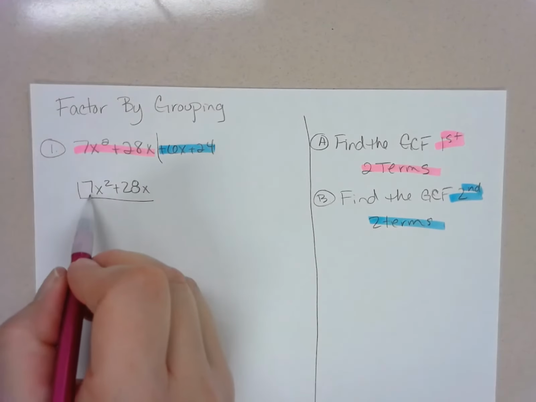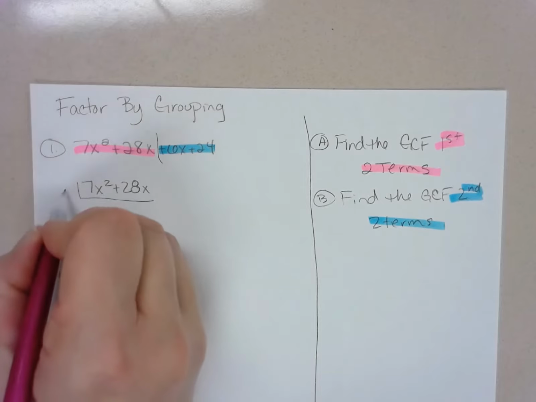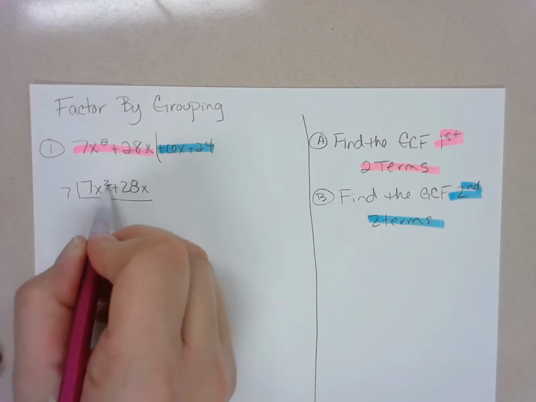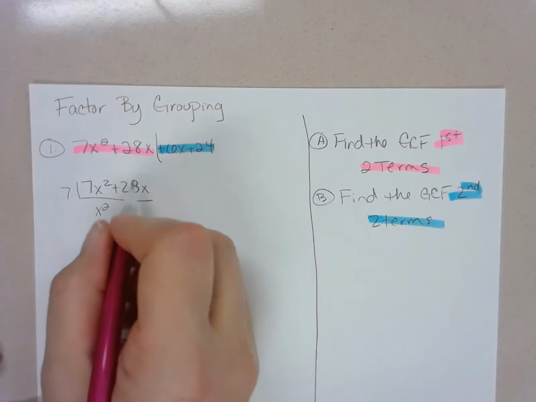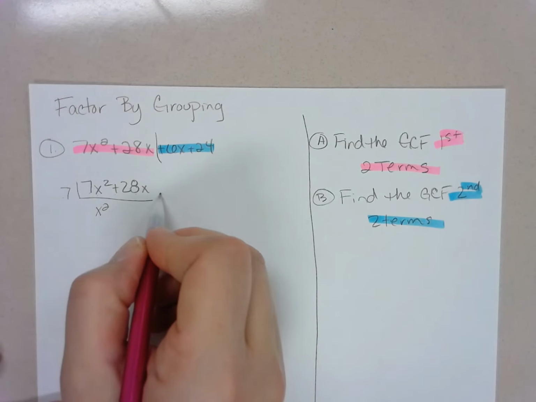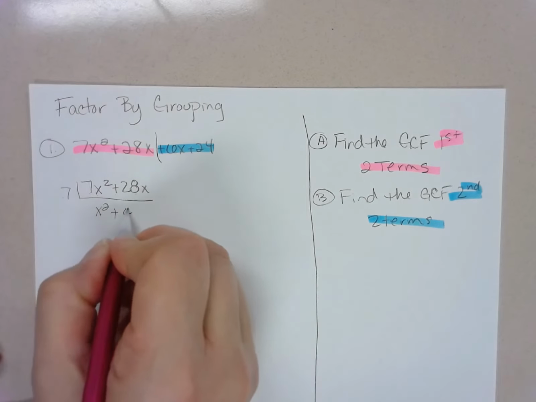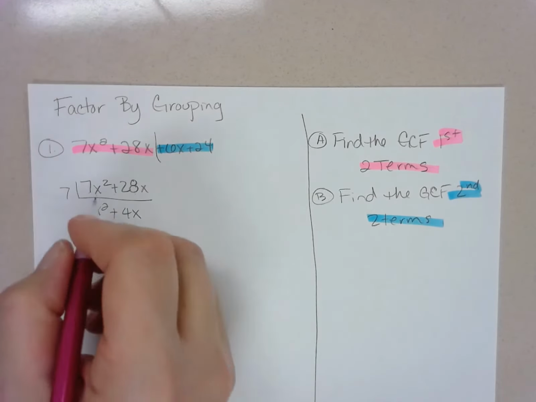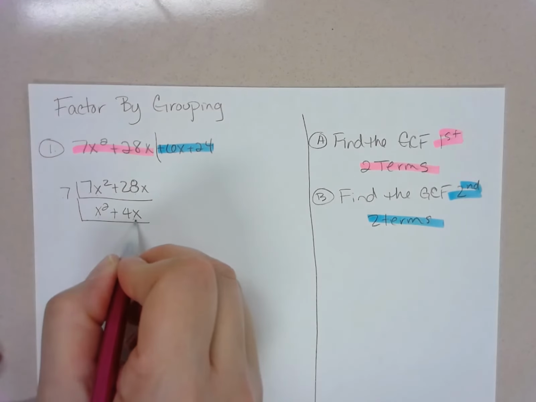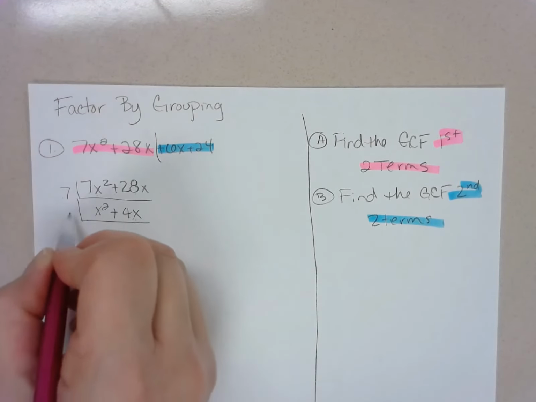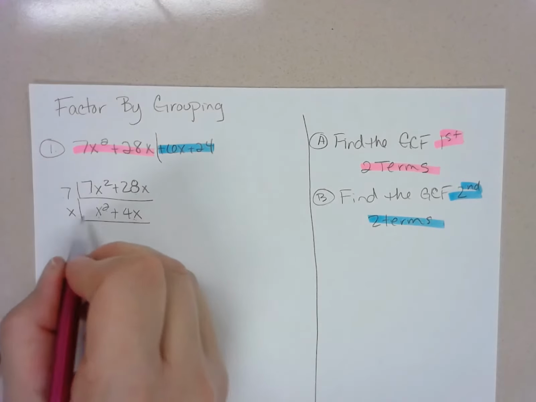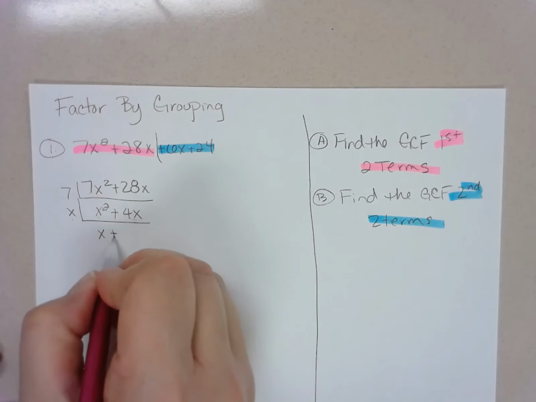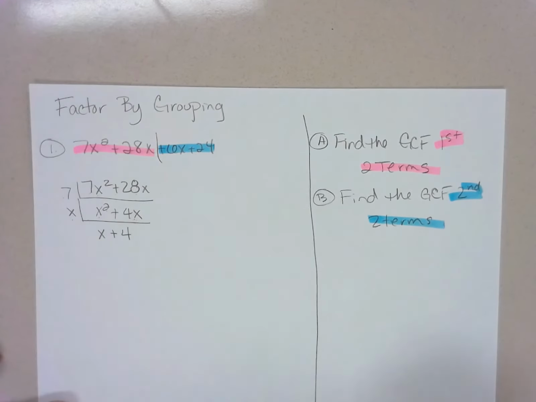So I'm going to use prime factors here because 7 is a prime number. I don't have a whole lot of options. So I'm going to start with that 7. 7 gets factored out. 7x squared divided by 7 leaves x squared. And positive 28x divided by 7 leaves me with 4x. There is a variable in both terms. So I'm going to take that variable with the smallest exponent, that x, and I'm going to factor that out. So x squared divided by x leaves me with x, and 4x divided by x leaves me with 4.